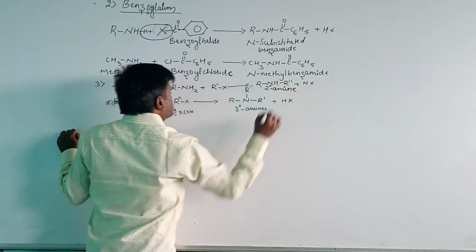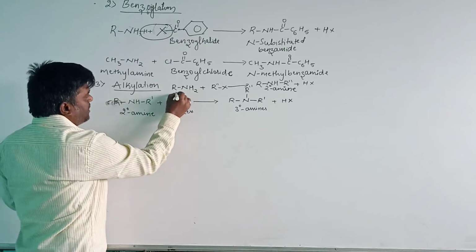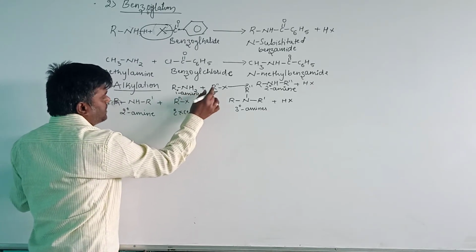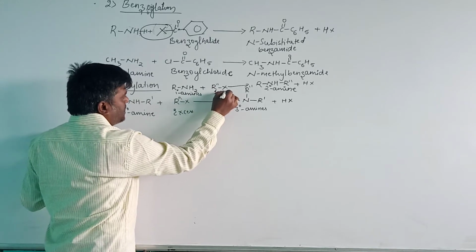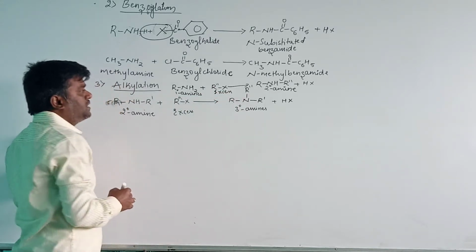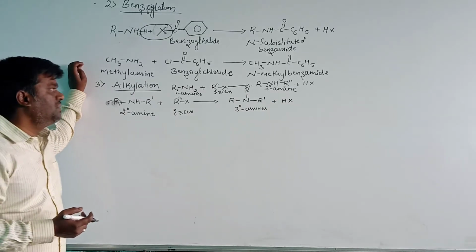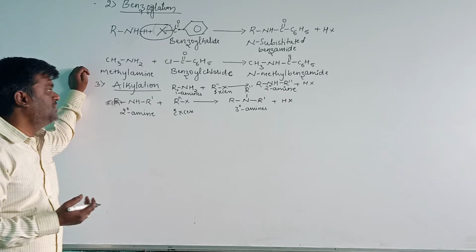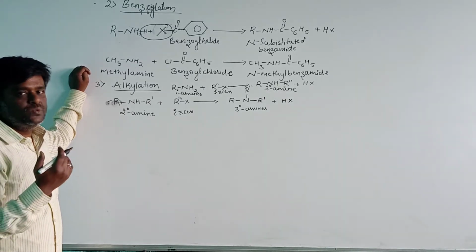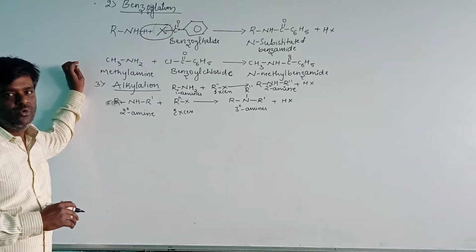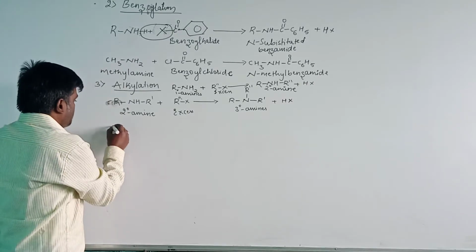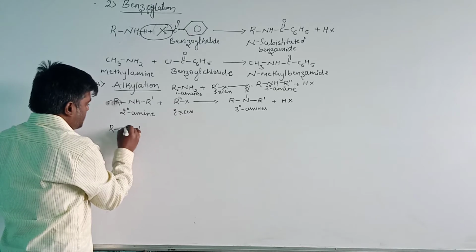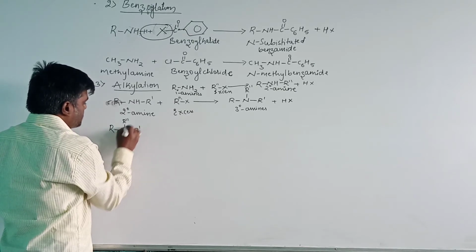When the amines are primary amines, and they react with an excess amount of alkyl halide, they first give the secondary amine. The secondary amine further undergoes alkylation to form the tertiary amine, and further alkylation forms the quaternary ammonium salt. The third reaction is with tertiary amines, R, R' and R'', that is tertiary amines.